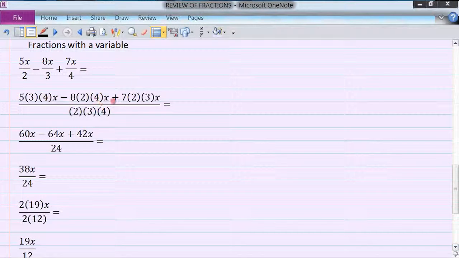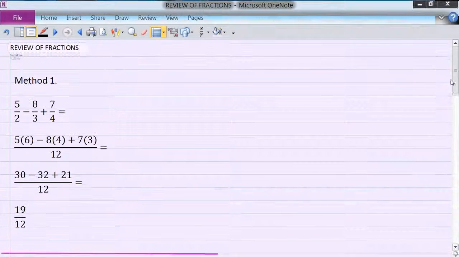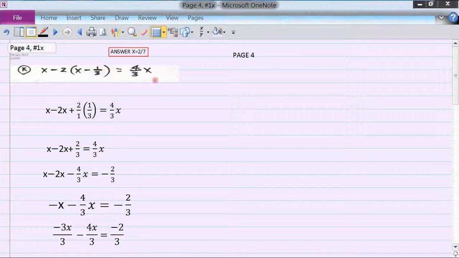You can just isolate the x and just deal with the numbers. So here you again have the 60 term. Here you have the 64 term. And here you have the 42 term, and each of them has x. So when you sum them, 60 minus 64 is minus 4x. Minus 4x plus 42x gives you plus 38x. And you can reduce this and you get 19x over 12. So we're going to use this kind of information in the problems that we're going to do now.